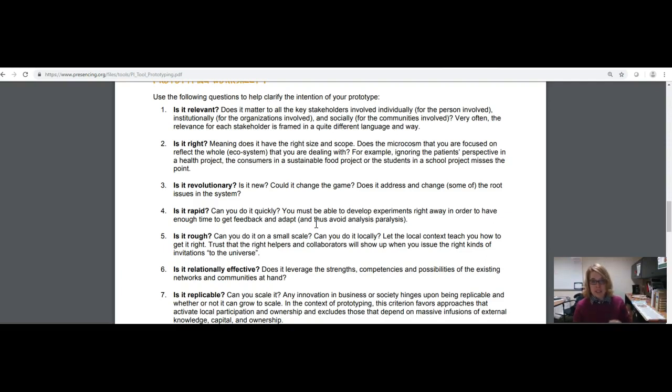Often the relevance for each stakeholder is framed in a quite different language and way. So we need to understand, if we go back to what is social innovation, why are we in this graduate degree program together?